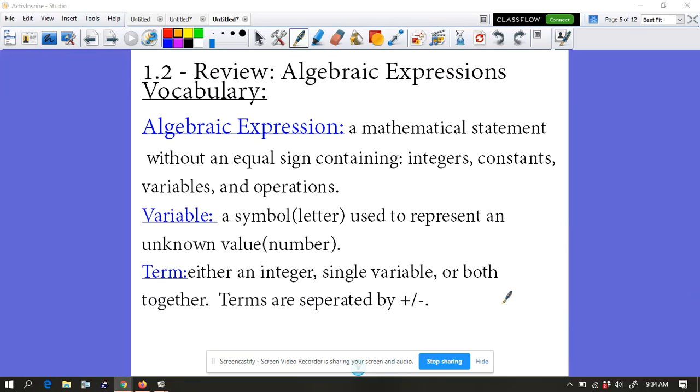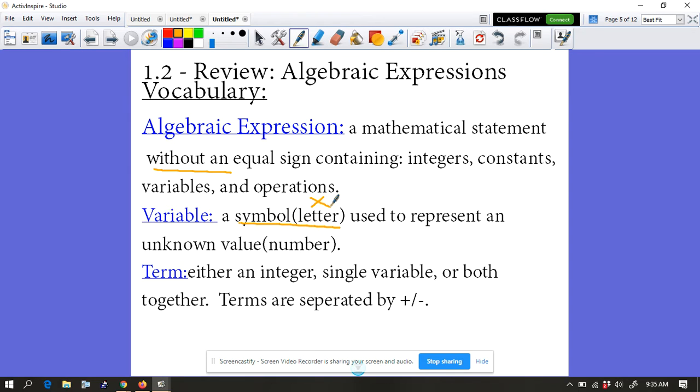Good morning, guys. We're going to do some algebra review today, and we're going to start with algebraic expressions. So an algebraic expression is a mathematical statement without an equal sign containing integers, constants, variables, and operations. A variable, you might remember, is a symbol or a letter. We most commonly use the letter x to represent an unknown variable or an unknown value.